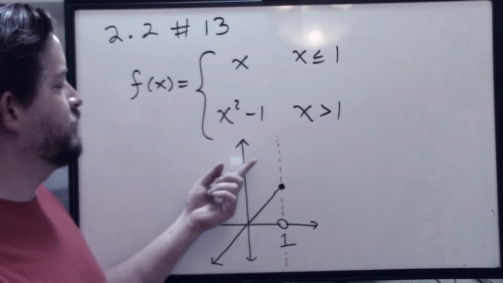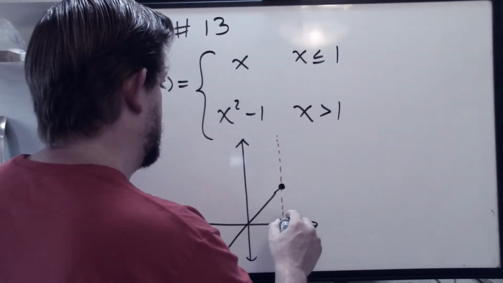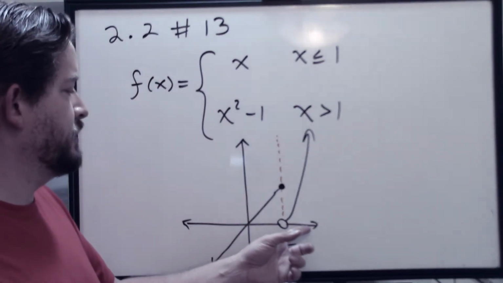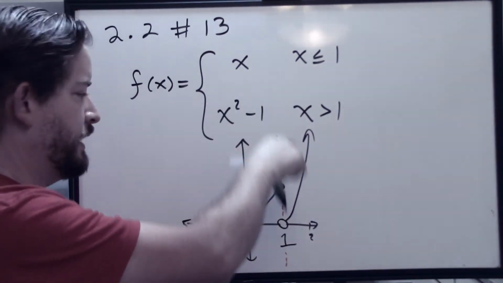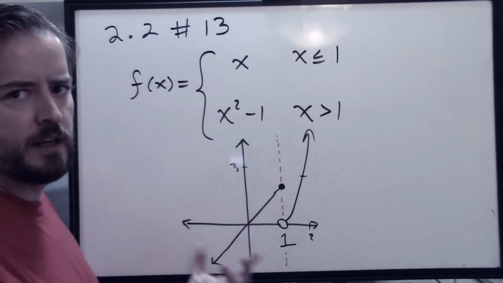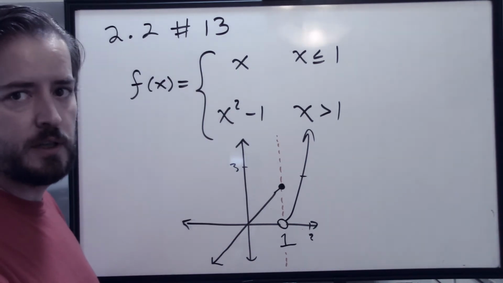But it's an x squared function, right? And an x squared function just kind of does this. If you want to be accurate, you could grab 2 and see what happens. Plug in 2. If x were 2, 2 squared is 4, minus 1 would be 3. So this would have to be at 3. Mine's not great, it's not scaled very well, but this is what our graph would look like.